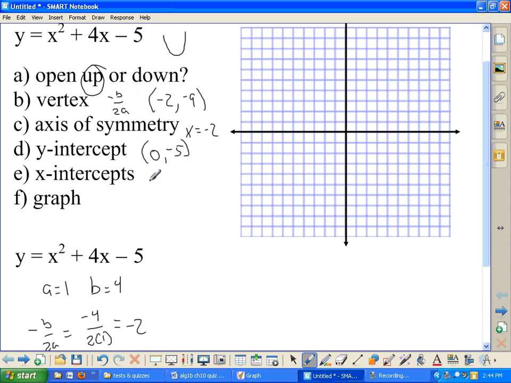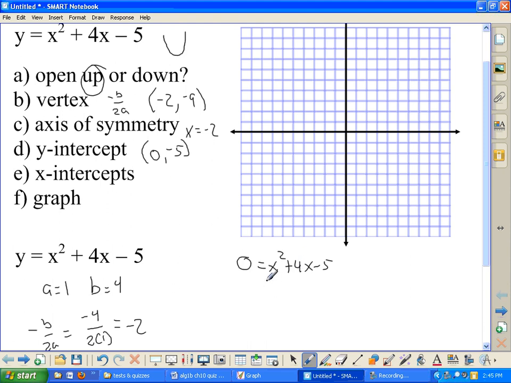The x-intercepts are going to take a little more work. The x-intercepts all have y values that are 0. So if I plug a 0 in for y in the equation, 0 equals x squared plus 4x minus 5. We want to solve this equation for x. Those values that make this equation true will be where our x-intercepts are.